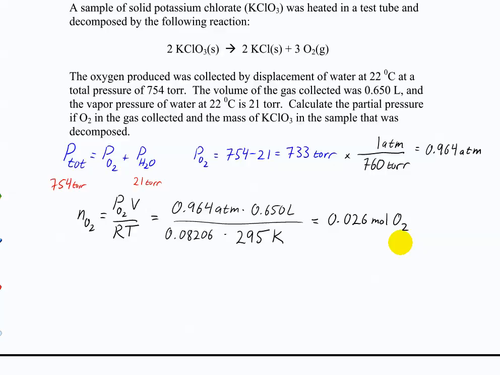Whenever you're asked for something in these types of questions, ask yourself, what do you have? And if you've got enough stuff, you can always use the ideal gas law. If you've got temperature, pressure, volume, you can use the ideal gas law. Okay, we're almost there. So how do we get the mass of potassium chlorate now?